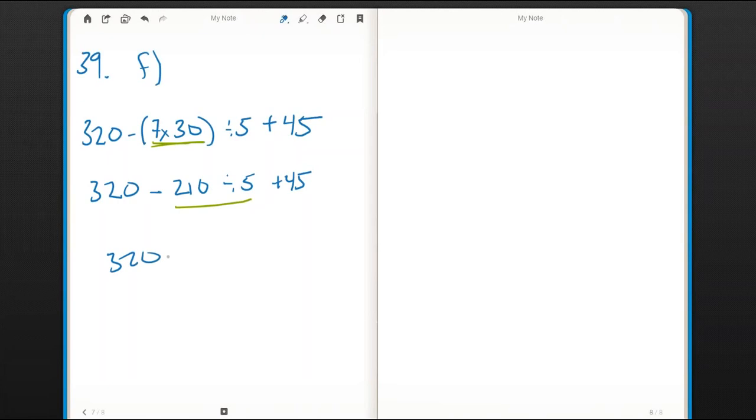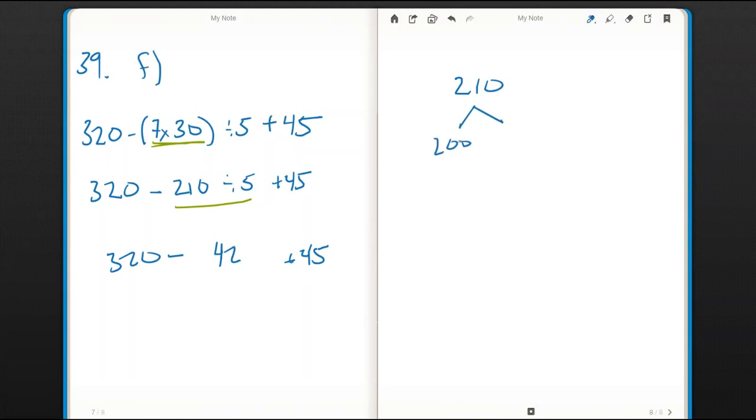So the 320 minus and the plus 45 just carry on down. I need to do 210 divided by 5. In every 100, there are 25s, so that would be 40 and 2 more 5s, or 42. Again, mentally, what I did was think about 210 as 100 twice, each 100 has 25s in it, and of course the 10 has 2 5s in it.